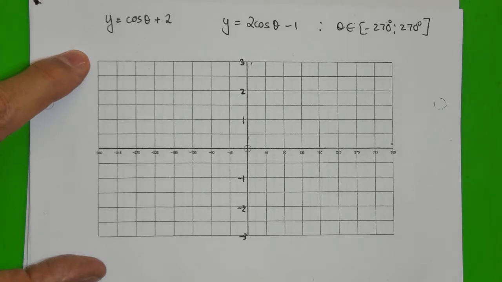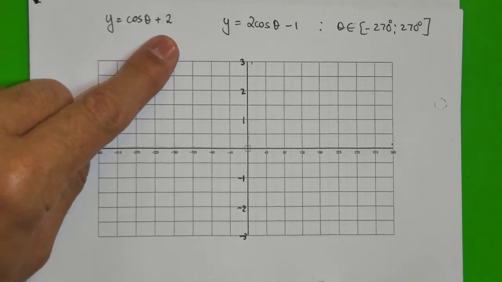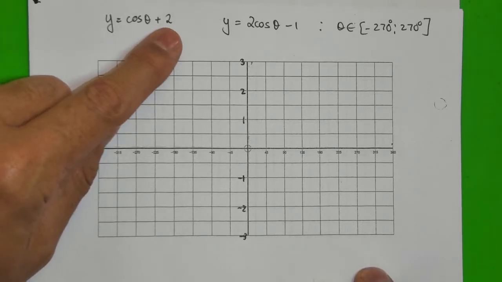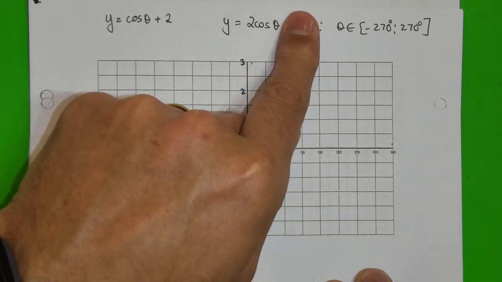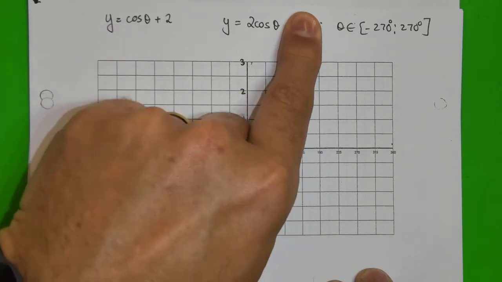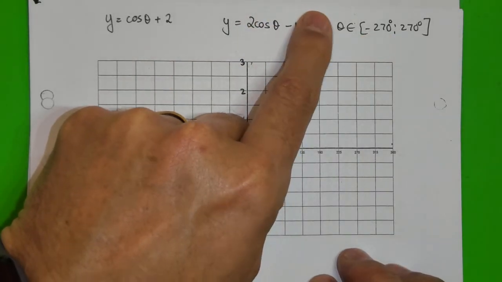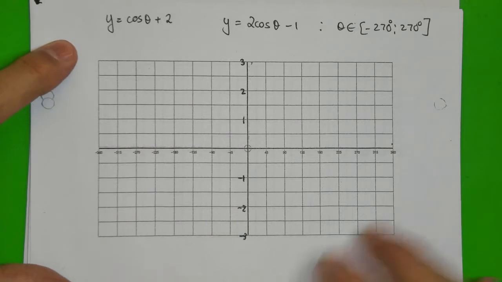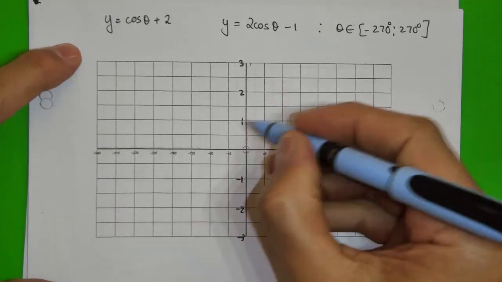Okay folks, we're looking at some more vertical transformations of the cosine curve. Just to discuss this, we have the cosine of theta plus 2, which means the mother curve is translated upwards 2 units. Here we have the mother curve undergoing a stretch by factor 2. So where we add 2 here, remind yourselves, here we first multiply all the y values by 2 and then we subtract 1.